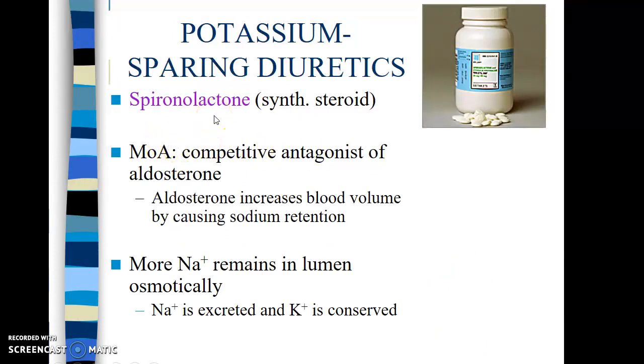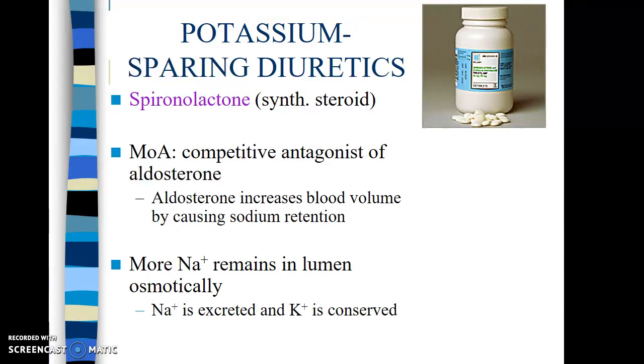So here is what we will use if we are worried about the loss of potassium. We'll use a potassium-sparing diuretic, otherwise known as spironolactone. Spironolactone, its mode of action is it is a competitive antagonist of aldosterone. So this is most effective when an animal is in congestive heart failure, has the renin-angiotensin system activated and aldosterone being released.